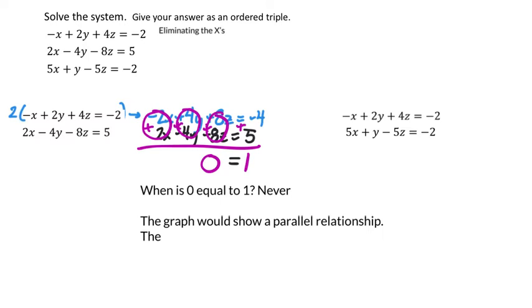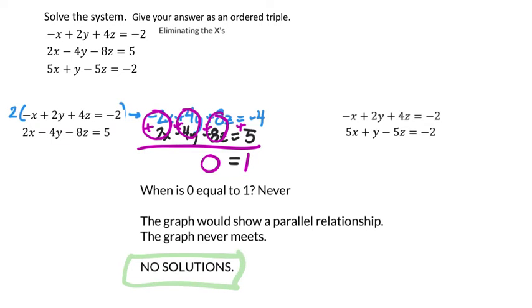Or in other words, the graph never meets. The lines never meet, if you will. And what this also means for us is that really there's just no solutions. Now, the good news for us at this point is that we don't actually have to solve the other one. That's just as far as we need to go. Now, that's just the relationship of the 2 equations that we had.